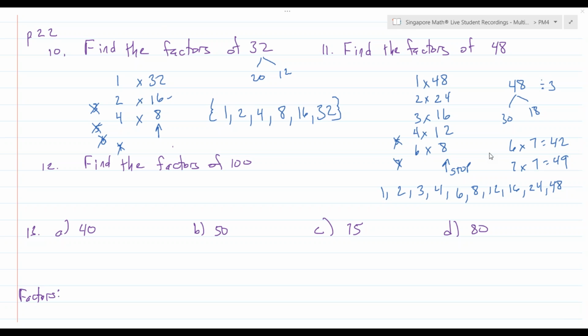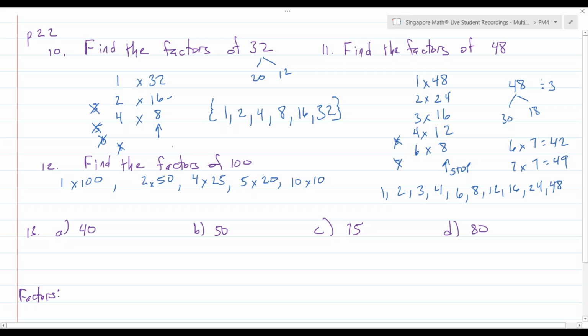Let's look at 100. 100 is 1 times 100. It is 2 times 50. 3 won't go into it. If I did 100 divided by 3, I'd get a remainder. I know 4 works, 4 times 25. I know 5 times 20 will work. And you might have to do the math, but 6, 7, 8, and 9 do not work. But 10 times 10 is 100, and I know I'm finished because I've reached the same number twice.